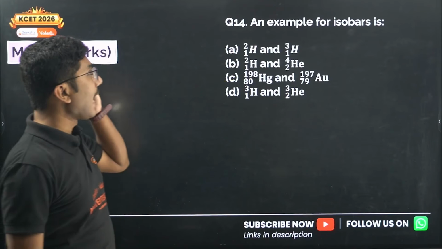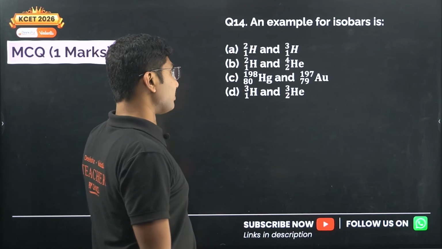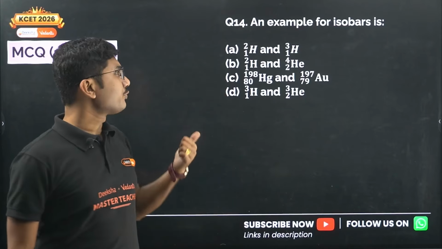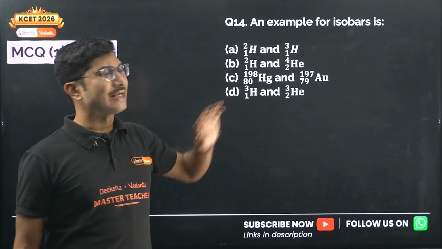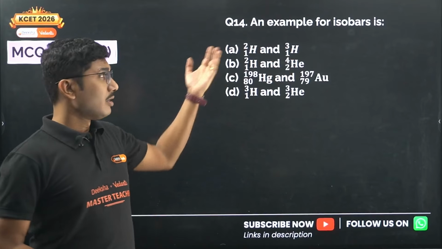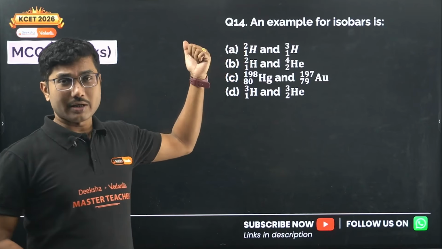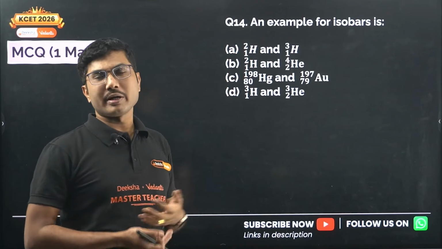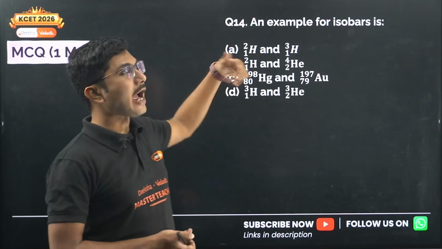Next question, an example of isobar. So what is isobar? We know isotopes. Isotopes is when both of them have same atomic number, means the number of protons should be same, only neutron number should be different. So that is isotopes.